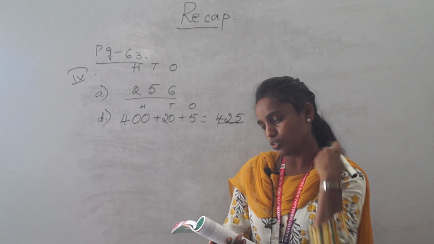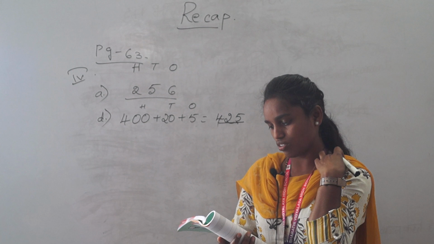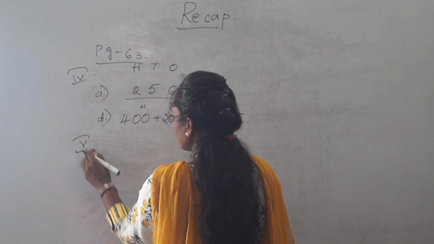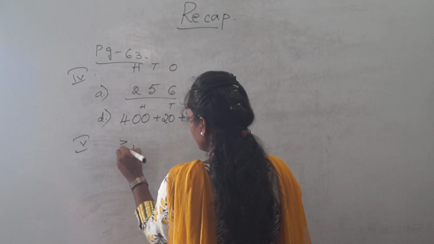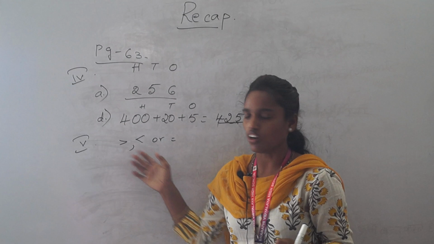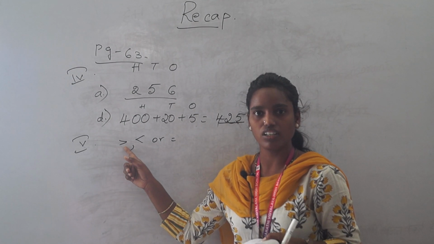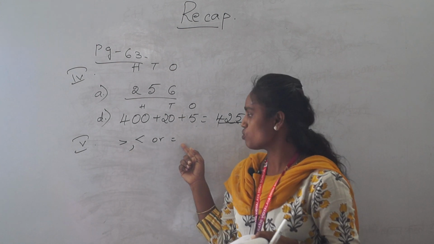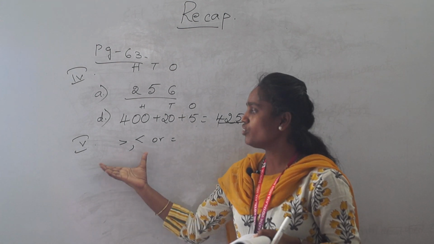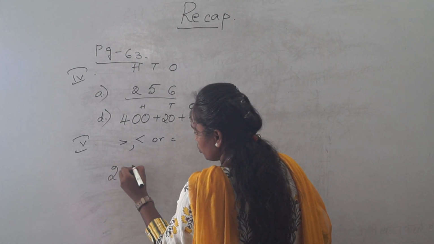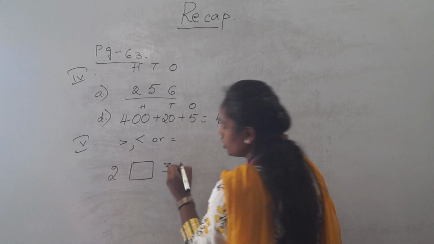Okay. Similarly do the B, D and E bits. And now we will move to the 5th bit. This is fill in the blanks. So have you remembered, children? These are comparing the numbers. What are these symbols? Greater than, this one less than, and this one equal to. When will we use these symbols? For example, 2 and 3.